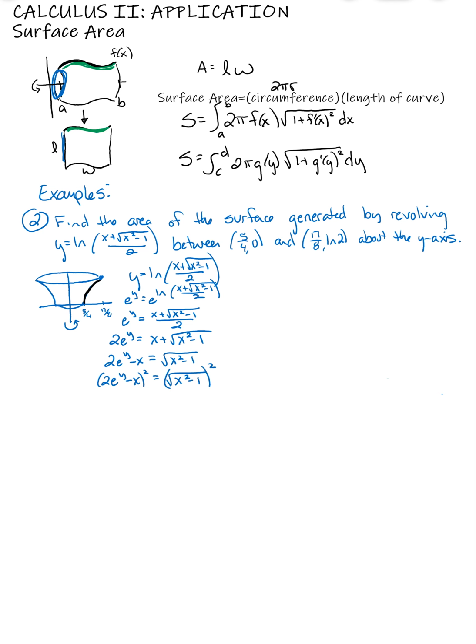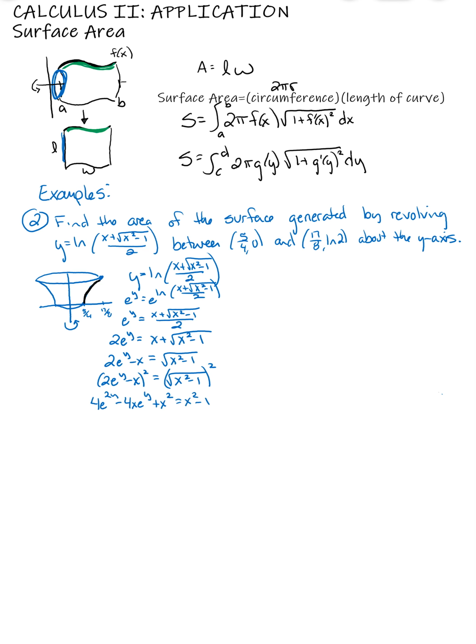Okay, on the left-hand side, I need to square that. Now, take your time. Remember that's (2e^y − x) times (2e^y − x), and then multiply all that out and combine like terms. Now I've done a lot of these, so I know what we'll get. We should end up with 4e^(2y) − 4x e^y + x² on the left-hand side. On the right-hand side, that radical goes away. We get x² − 1.